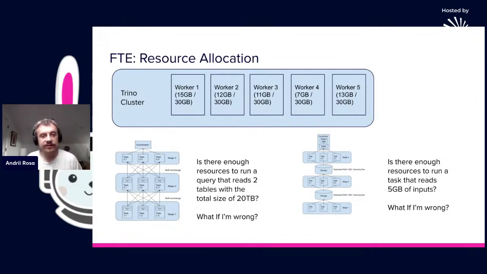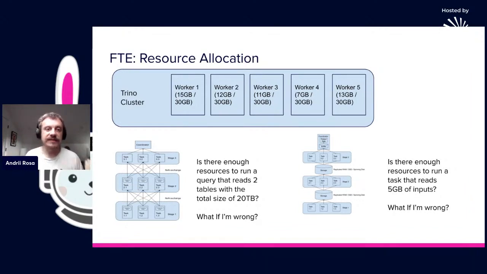Resource-aware scheduling is also becoming a much simpler problem when you can schedule at a task granularity, because it narrows down the question of whether I can run an entire query on a cluster to a question like whether I can run this specific task on a cluster. So think about a Trino cluster with 5 worker nodes, and you know the memory utilization at every node. It is much easier to give an answer whether you can accommodate one more task than whether you can accommodate an entire query that can be multi-staged and pretty complex.